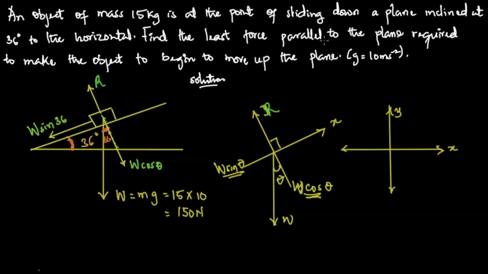Now the question says to find the least force parallel to the plane required to make the object begin to move up the plane. So if we have a force in this direction parallel to the plane, we're looking for the least force that is required to move this object up the plane.